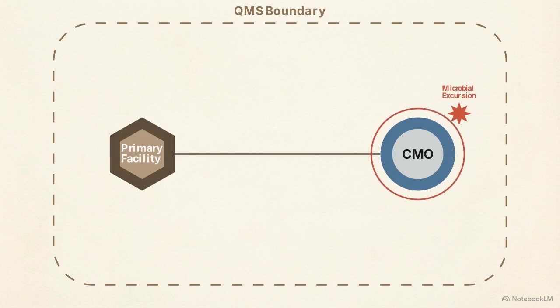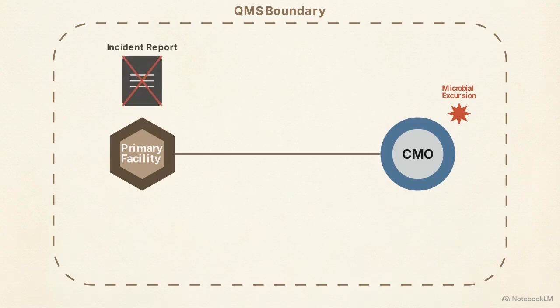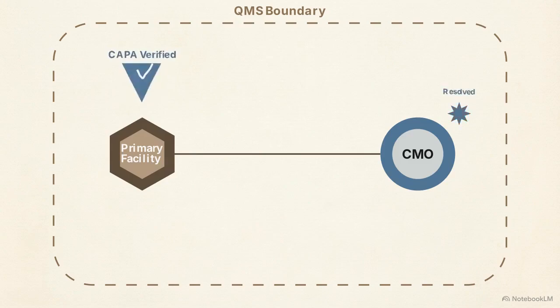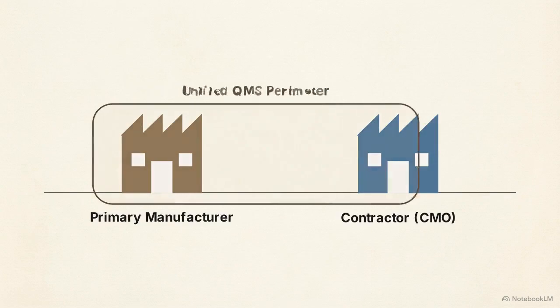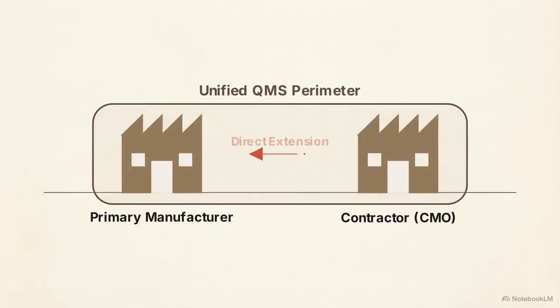If a contractor has a microbial excursion, real-time data must stream back to assess risk. You must possess metrics to verify the contractor's CAPA effectiveness, rather than just filing an incident report. The FDA holds the primary manufacturer accountable for any operational failures occurring at the contractor's site. The FDA now treats your contractor's operational environment as a direct extension of your own facility.